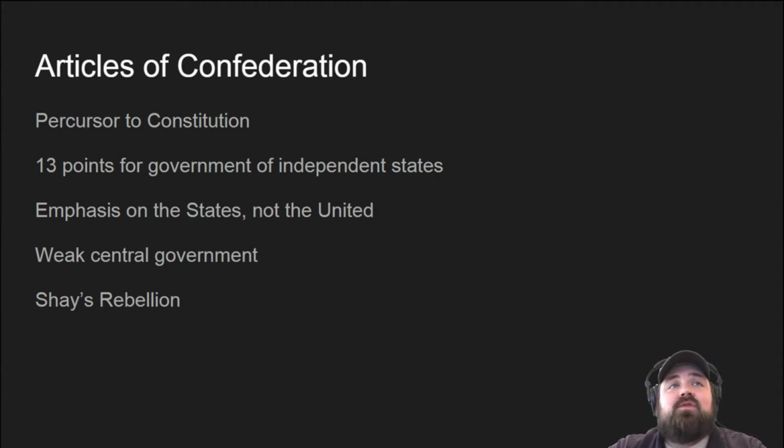Article number 2 continues, asserting the sovereignty of each state except for the specific powers delegated to the Confederation government. Each state retains its sovereignty, freedom, and independence, and every power, jurisdiction, and right which is not by this Confederation expressly delegated. So the Articles of Confederation put all of the power in the states except for the very few things that they reserve for the centralized government.